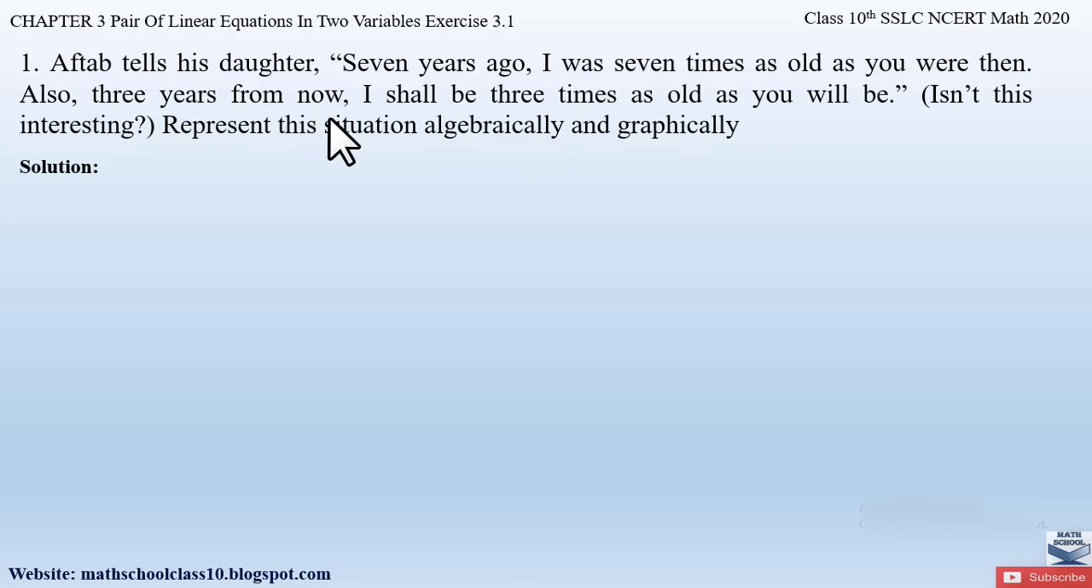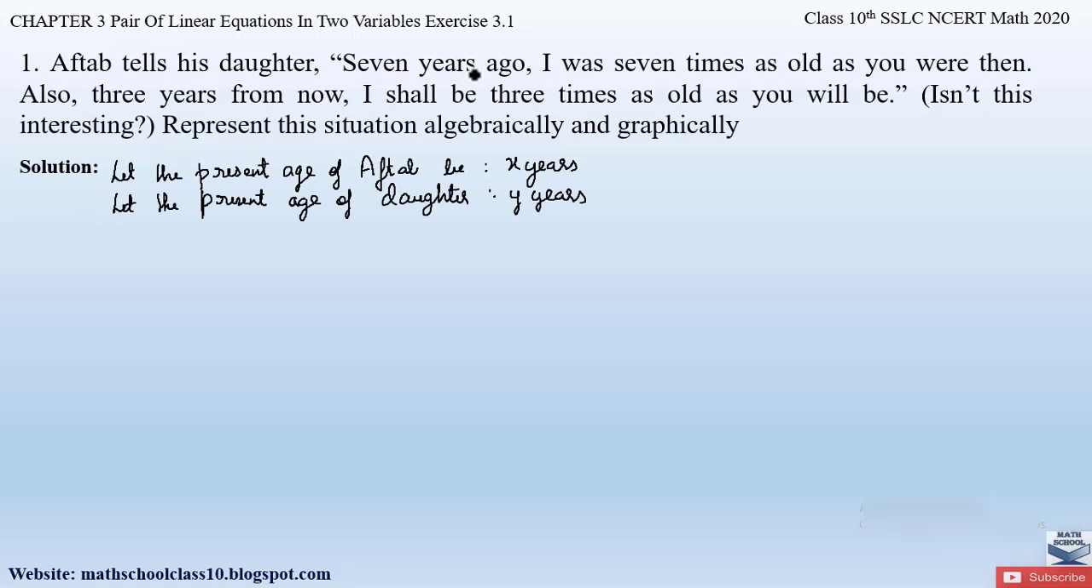So here we have to represent a situation where we have a father and a daughter. The father Aftab tells his daughter, 7 years ago I was 7 times as old as you were then. So first of all, let us assume their present ages. Let us assume the present age of father is x years and present age of daughter is y years. And then later on it will be easier for us to solve the problem. So write down, let the present age of Aftab be x years and the present age of daughter be y years.